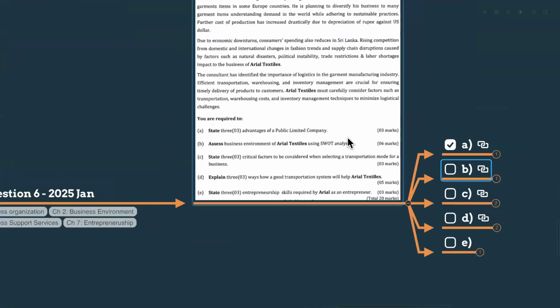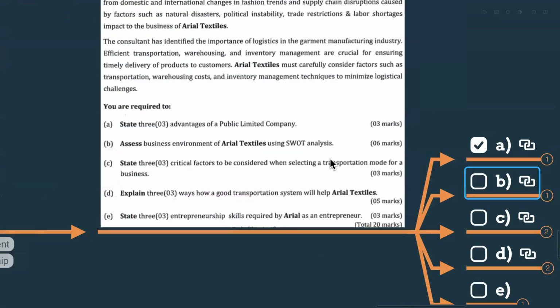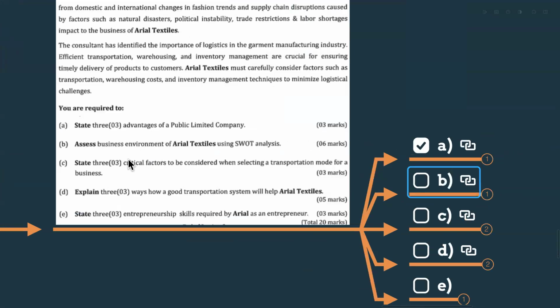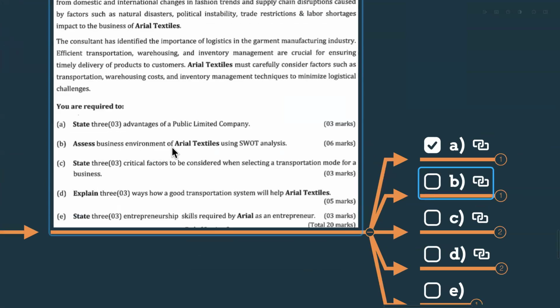Already we have done the A question that detailed 3 advantages of a public limited company. Now we are going to look at the B questions. Assess the business environment of Ariel Textiles using SWOT analysis, right? So that's the question, right? They're asking for the SWOT analysis.